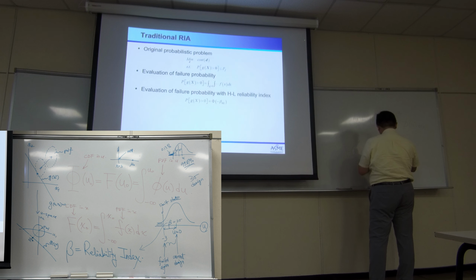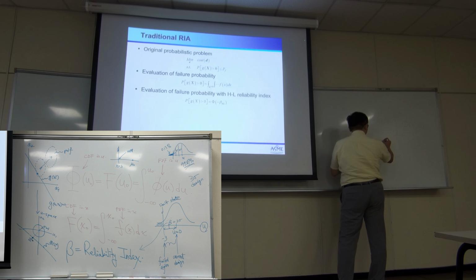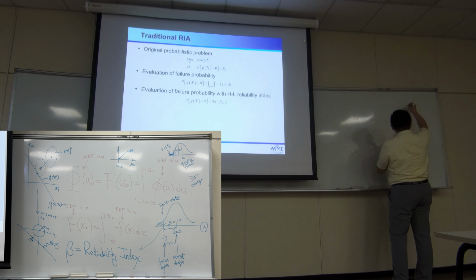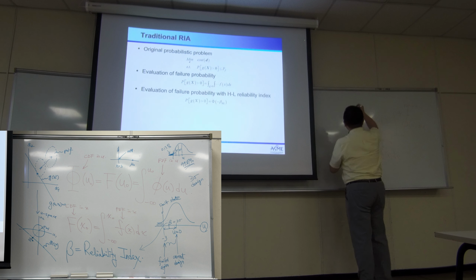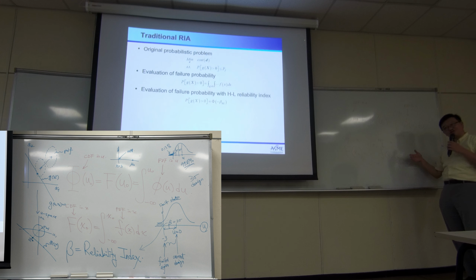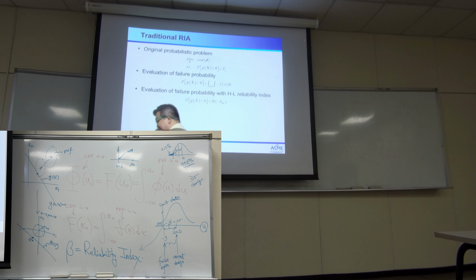Here should be X. So this will be the PDF in the X space, and this will be the CDF in the X space. They want to keep this as the PDF in the U space, and this will be the CDF in the U space. They want to make a difference between the original space and the standard normal space. So that's why you will see something like this, the CDF in the standard normal space.